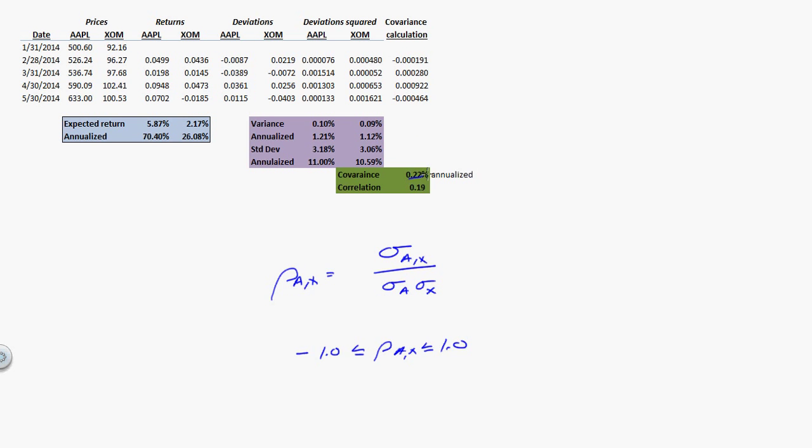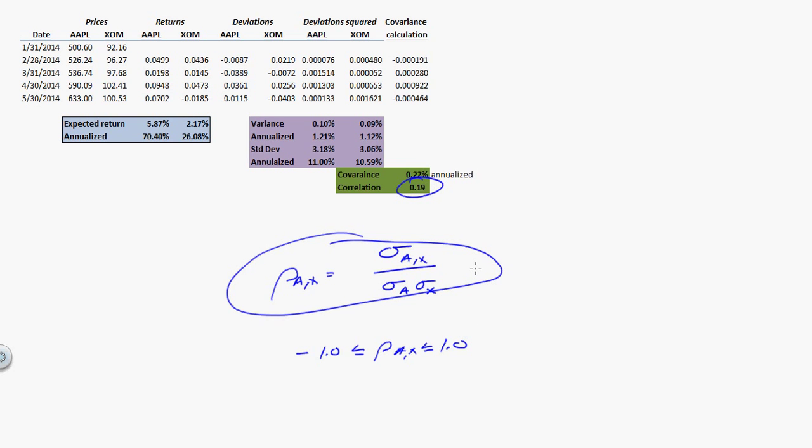With covariance, I just see this 0.22. I don't really know what that means. I know that it's a positive number. I know they move together, but I don't know how well they move together. If that were negative, I would know they move in opposite directions, but I don't know how well they do that. Is that every time, or is that just part of the time that they move in opposite directions? So I can do this calculation that scales it to be between -1 and +1. So I get a sense of that number.